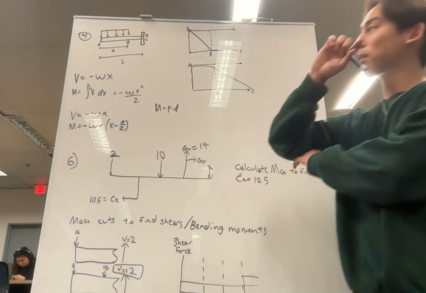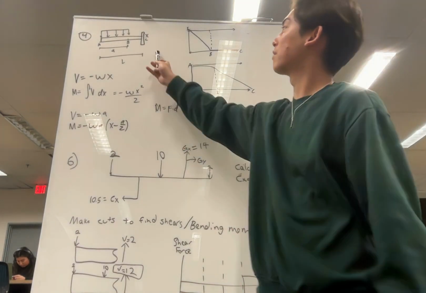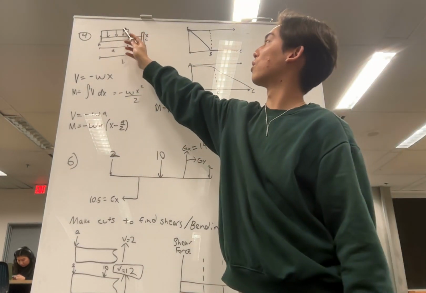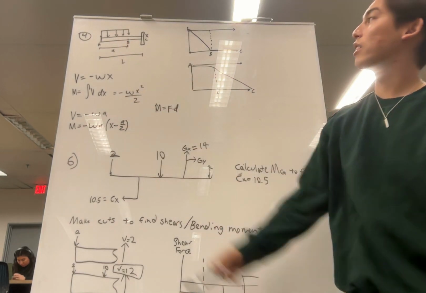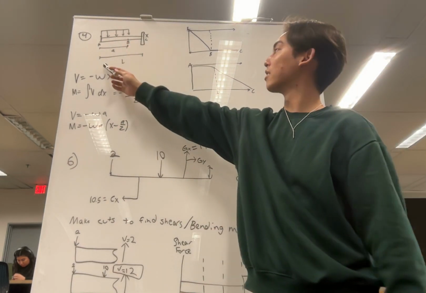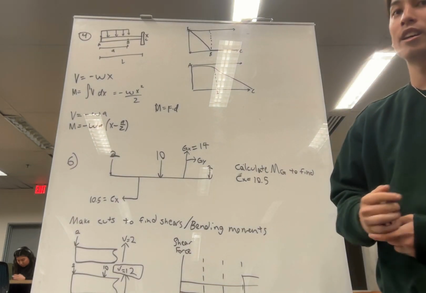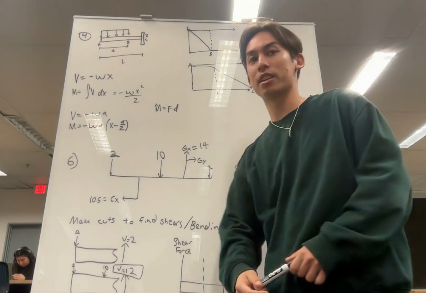Okay, my name's Case. I'll be doing number 4. We're given a cantilever diagram here with a loading force from A to B with length A and the entire beam with length L. It's asking what are the diagrams and the equations we can use here.